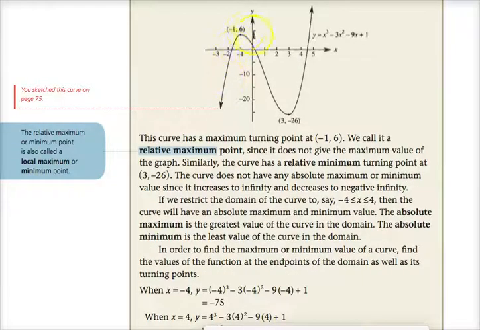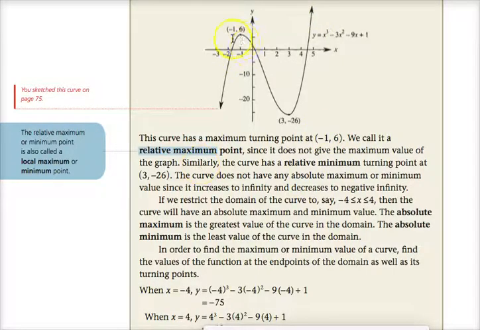Now we're going to look at this example down here. In this example, obviously I have a maximum turning point at (-1, 6). So we call this point a relative maximum turning point. Even though this is a maximum here, it's not the absolute maximum value of the graph. We'll notice that this graph starts down here and goes up, we've got a relative maximum there, then a relative minimum at (3, -26), but the curve continues to go up, unrestricted, all the way up here. So there will be a maximum value somewhere up here.